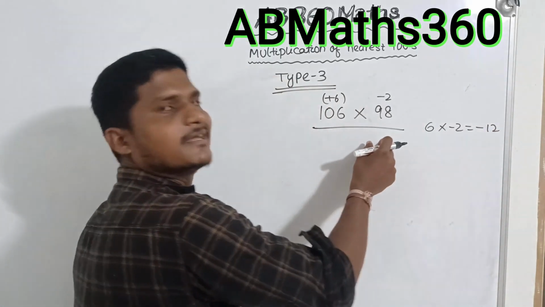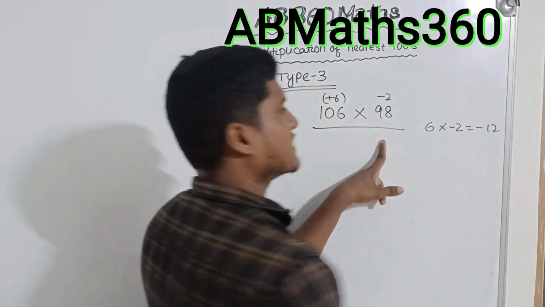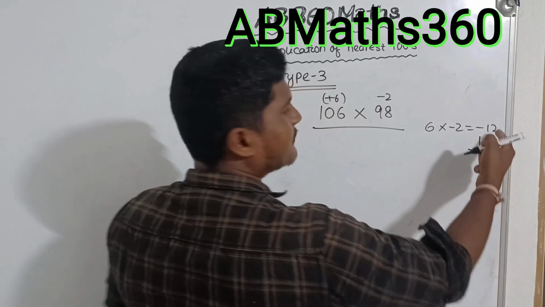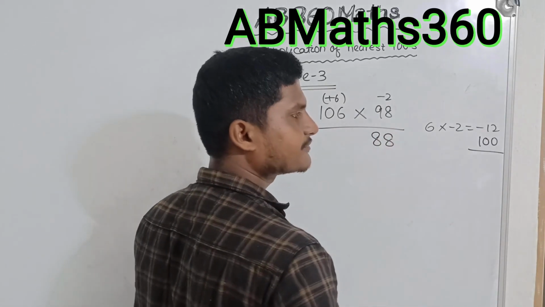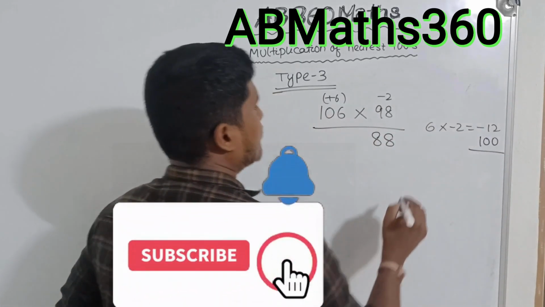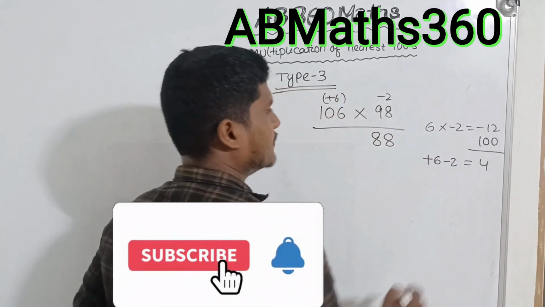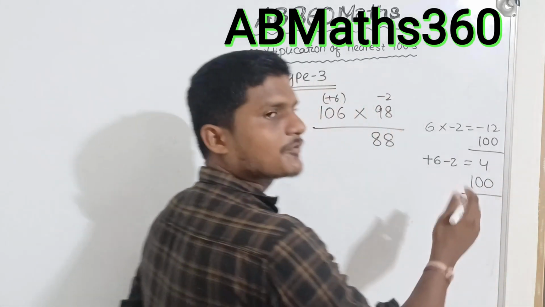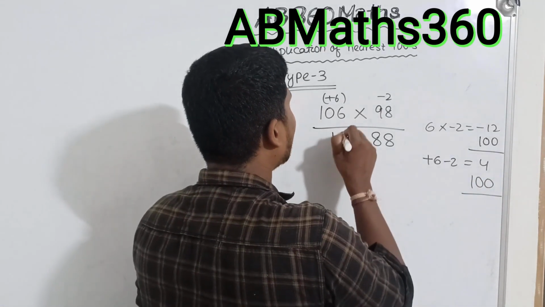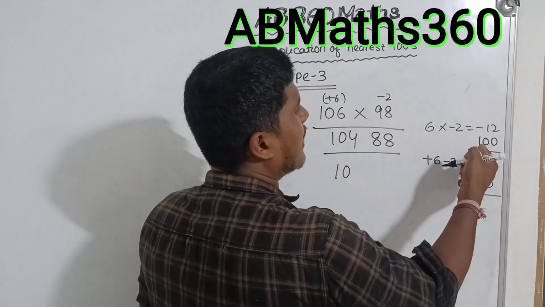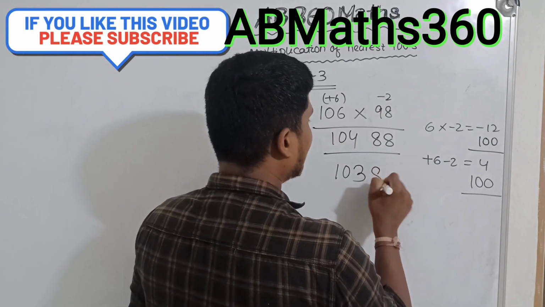You do not input this minus 12 here because it is a negative value. If you get a negative value in the unit places, just add 100 to it. So minus 12 plus 100, what is the result? 88. Okay. Next, you have to do plus 6 minus 2, you get 4. Previously we add 100, so that is 104. But we do not input 104 because here 100 goes with the minus 12. So we input 103 and 88.